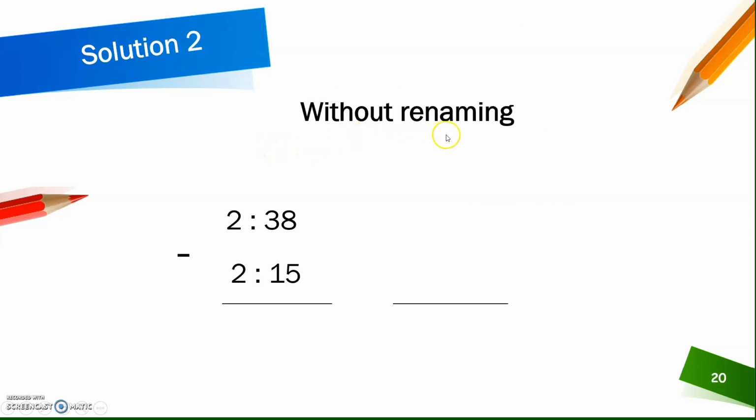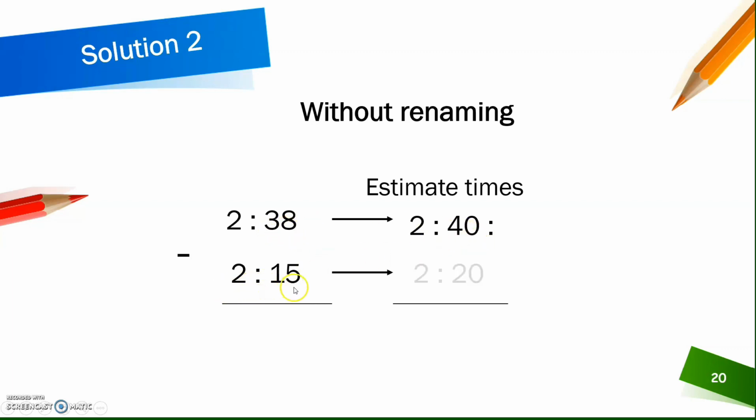Okay, next, without renaming. So, we have 238 minus 215. Okay, so mag-estimate tayo. So, dahil 8 yung katabi ng 3, ang 3 ay magiging 4, and then 8 becomes 0. So, same dito. So, ito ay magiging 220. So, dahil yung 40 ay mas malaki kesa sa 20, hindi na natin kailangang mag-borrow. Diretso subtract na tayo. So, 0 minus 0 equals 0, and 4 minus 2 equals 2, and 2 minus 2 equals 0. So, our estimated time is 20 minutes.